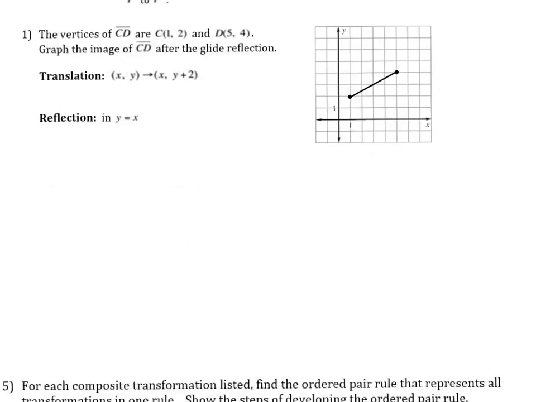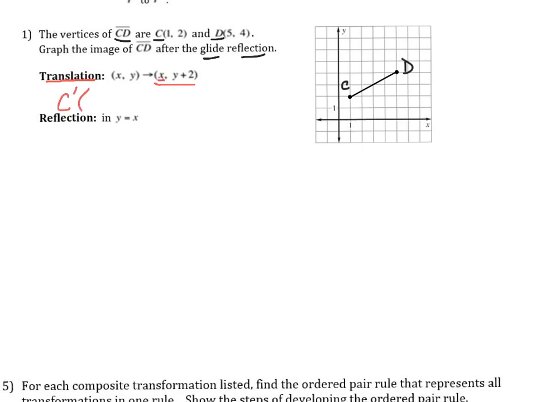So for this first example, I'm starting off with segment CD. I'm given the coordinates for both of these, and I've graphed them on my graph to the right. So we have C and D. And what I want to do is perform a glide reflection. First part of that is going to be a translation according to this rule that they've given me. So now I want to come up with C prime and D prime.